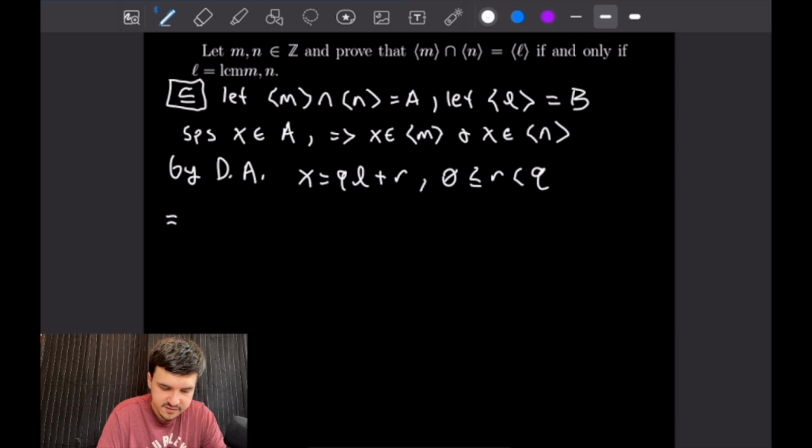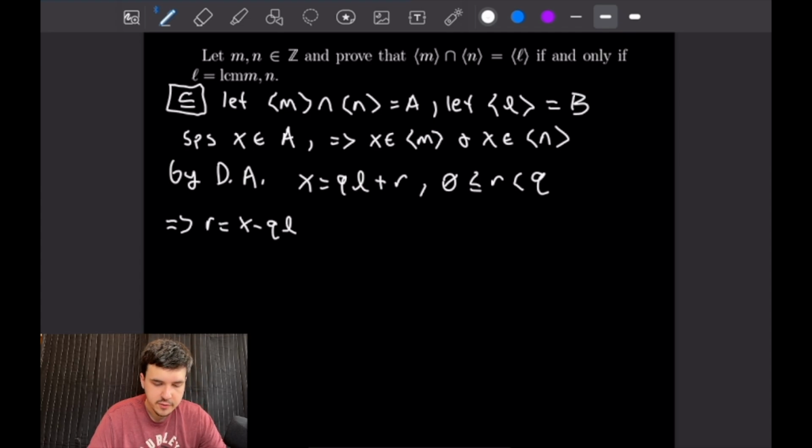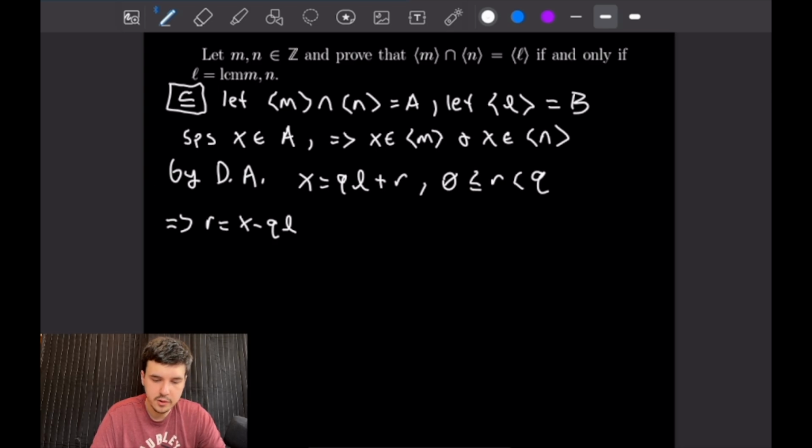Great, but we can rearrange this equality in the following way, where we have that r is equal to x minus q times L. And now in order to finish this off, we want to show that x must be equal to q times L, which will show that it is a multiple of L, and thus in the set generated by our LCM L. And in order to do that, we need to show that r is equal to 0. But r must be equal to 0, because if r is not equal to 0, then it is a common multiple of m and n, which is less than L, which is of course not possible because L is defined to be the LCM of m and n.